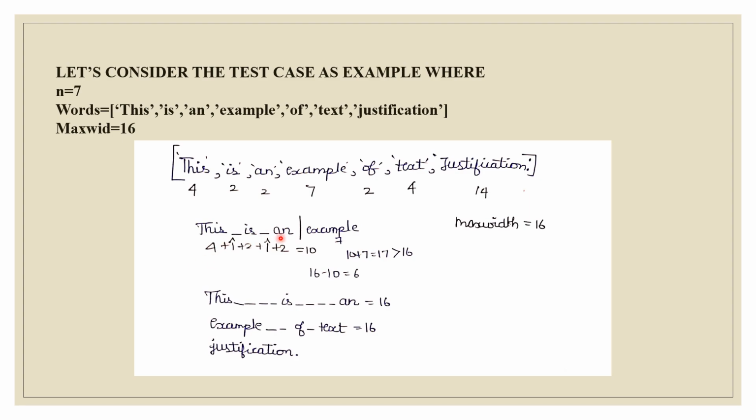Though this is already justified to be in the first line, it does not quite add up to the 16 constraint. So we are going to fill the left out spaces with white spaces. We're going to have 6 white spaces, which are going to be evenly distributed across the line. When we go for the second line, we'll have example, of, and text. In a similar manner, the white spaces are going to be distributed.